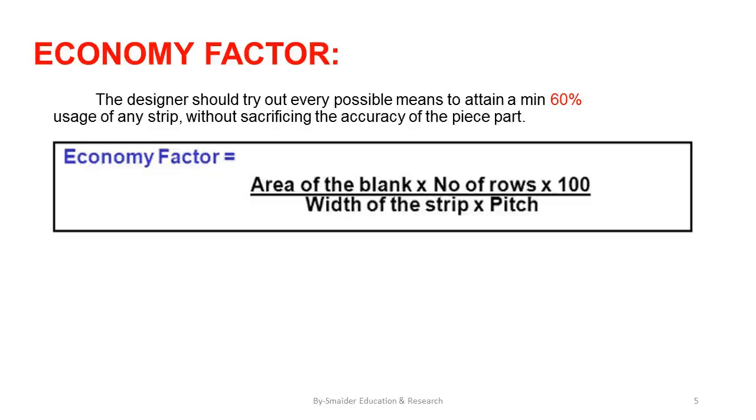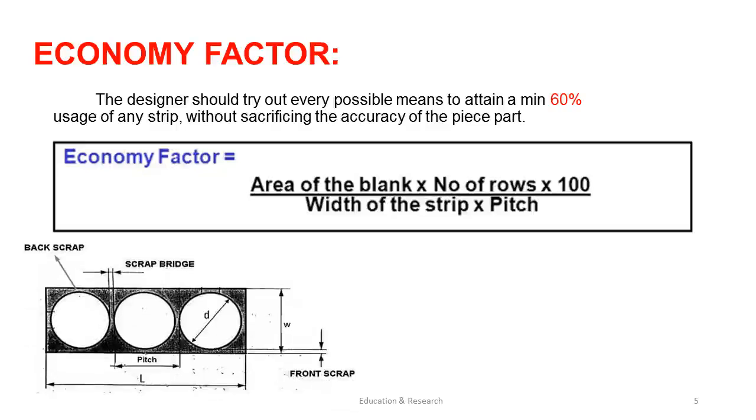So the formula below for the economy factor: to calculate it, the area of the blank multiplied by the number of rows into 100, divided by the width of the strip and the pitch. It's a very simple calculation. If you practice, you will get to know how it works. This is a strip, and for your information, the black portions are all scrap.